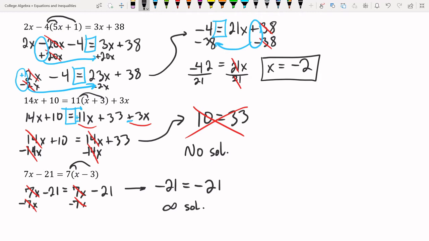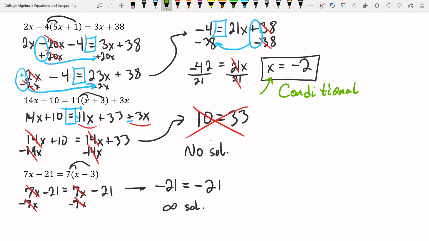That's how this works. If we can solve for x like we did in this top one, I'll do green here, we get a single number for x that makes this true. That means this equation is true based on the condition that x equals negative 2. This is called a conditional solution. It's conditional based on x equaling negative 2.